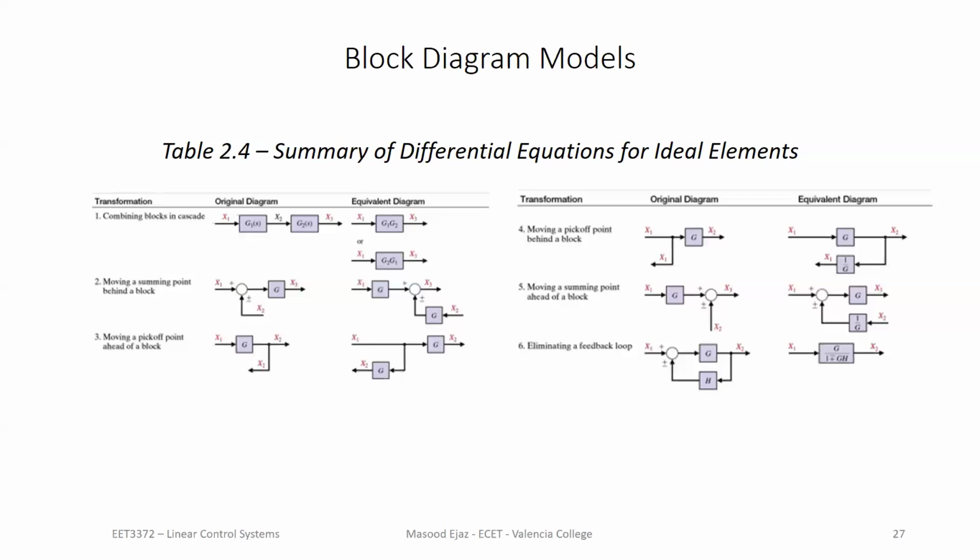Moving a summing point behind a block. If you have a summing point where two signals are coming and adding or subtracting with each other, and you want to move this summing point behind a block, then you can do that. You have to multiply the transfer function of the block with the input, and then you can take the summing point to the output. Why? It's very easy to figure out why they are equal.